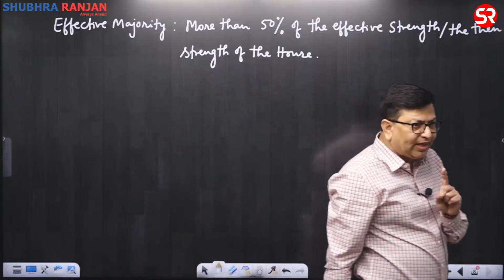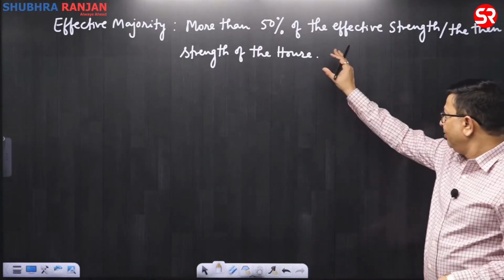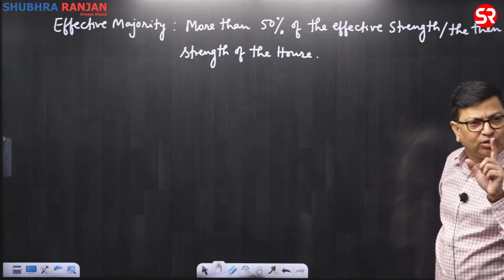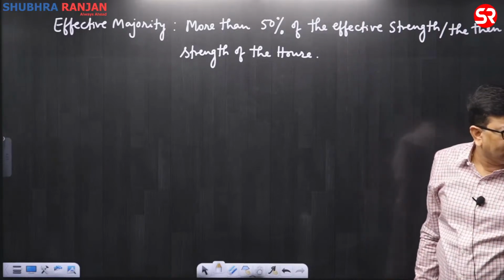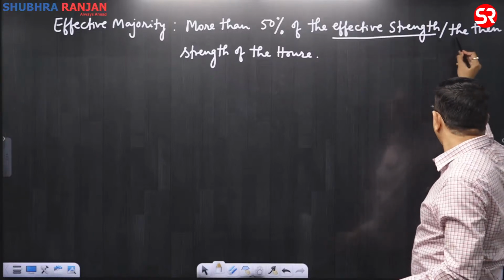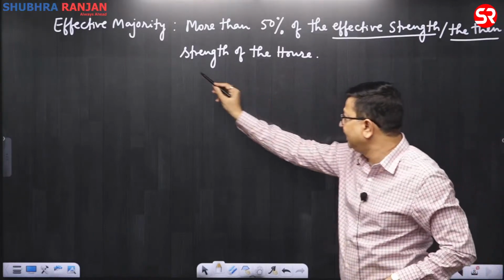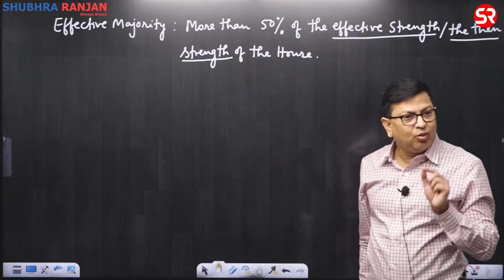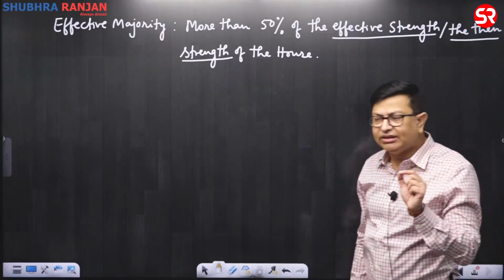In absolute majority, it was more than 50% of the total strength, the total membership. Here what we have written is effective strength or the then strength of the house. Now what is this effective strength or the then strength?